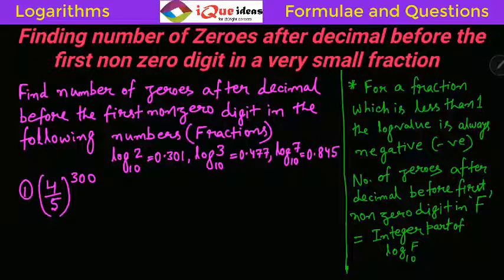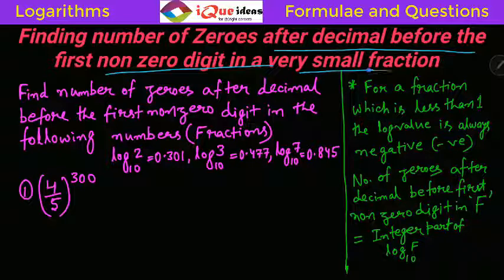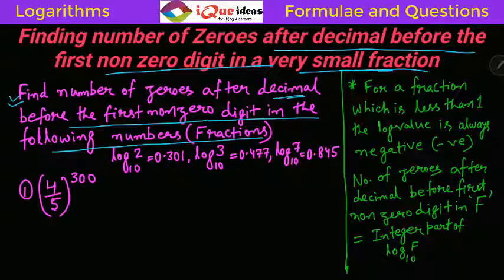Now let's take up this segment. We are saying that we have to find the number of zeros after decimal before the first non-zero digit in a very small fraction. So here the question is, find the number of zeros after decimal before the first non-zero digit in the following numbers or fractions. Some log values are given.